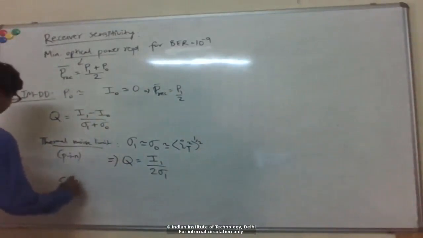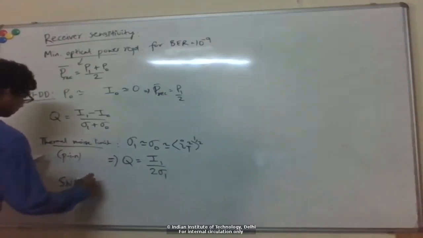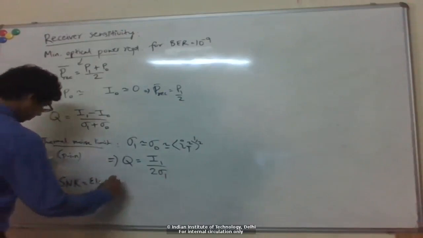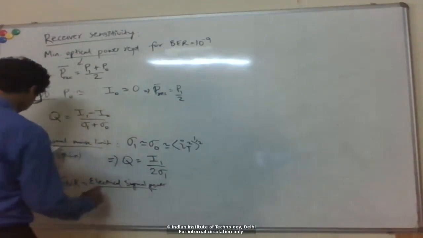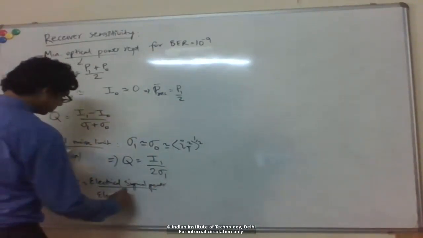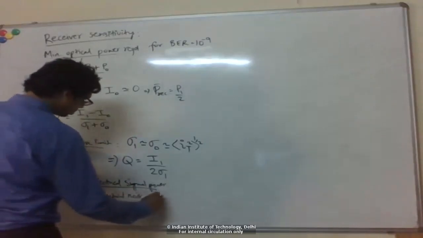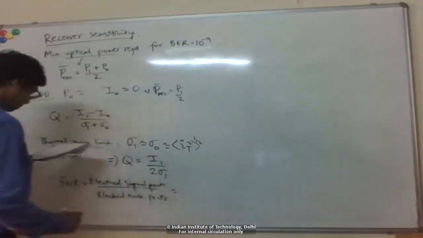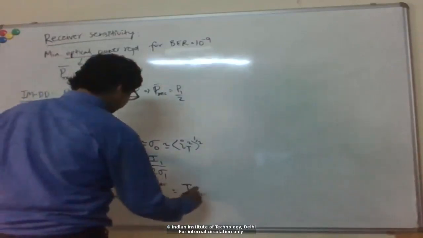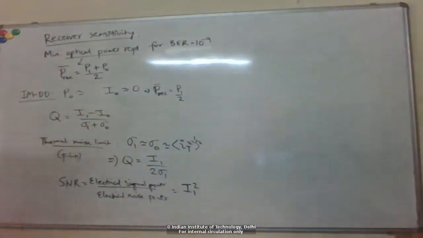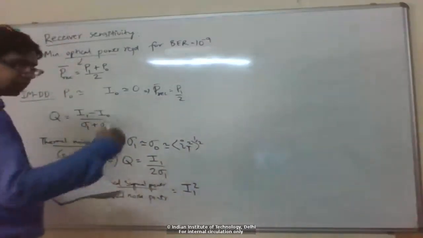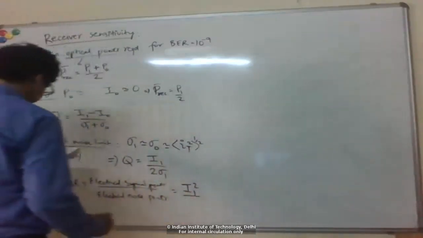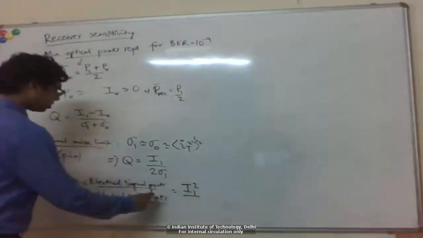If we define the SNR as the electrical signal power divided by the electrical noise power, the signal power will be proportional to I squared. So I squared times some load resistance will be the electrical power that we get for the signal. And the noise power will be proportional to the variance of the noise current.